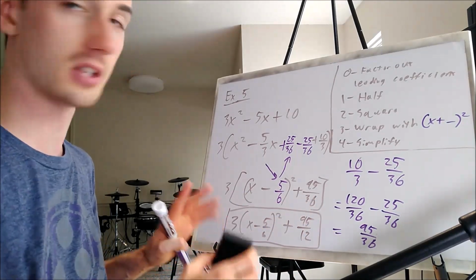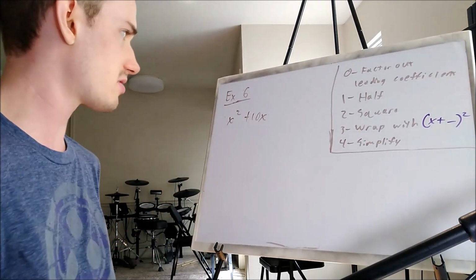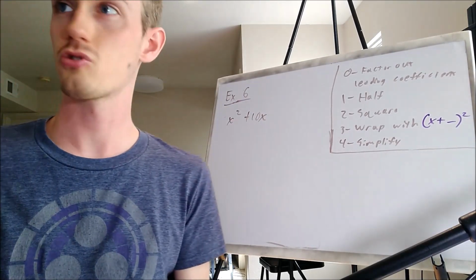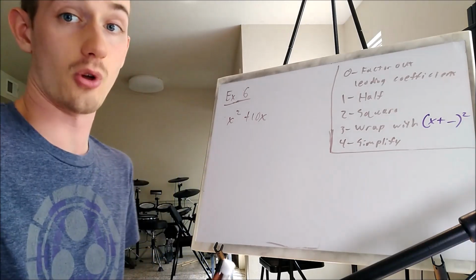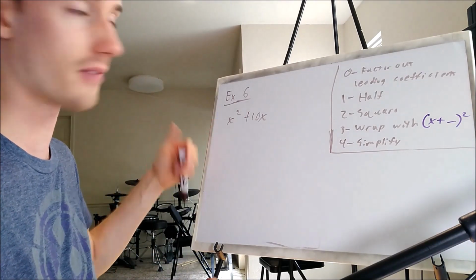I have one more example that's a little bit different. Let's see, x squared plus 10x. Now the main difference about this one's a little bit strange looking. The only difference here is we actually have no constant term. But that's okay, we can still complete the square. But in this case, there is no leading coefficient, so I don't have to factor that out.